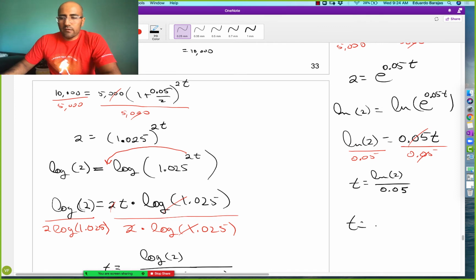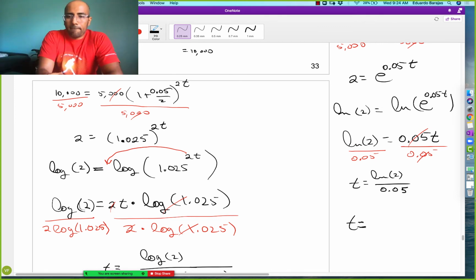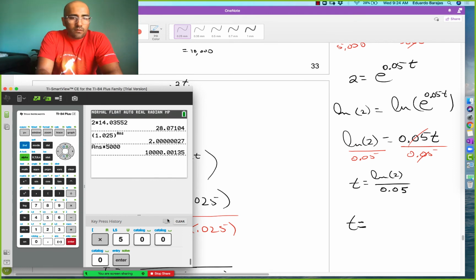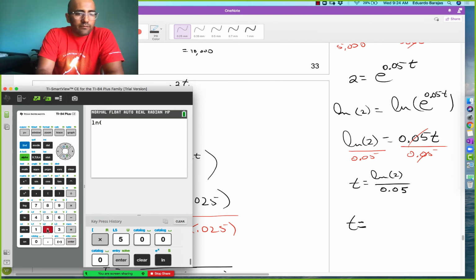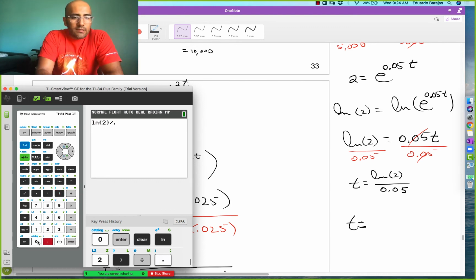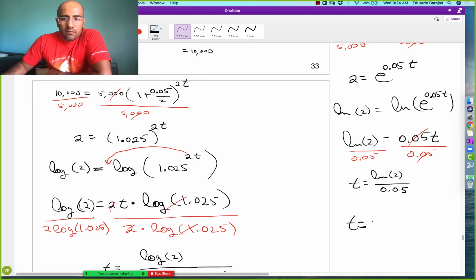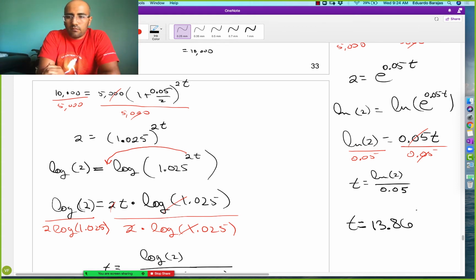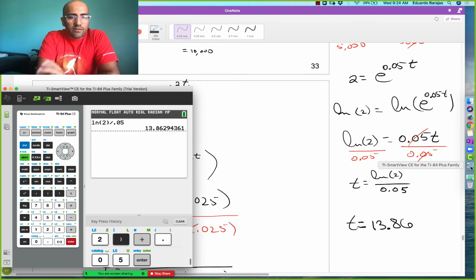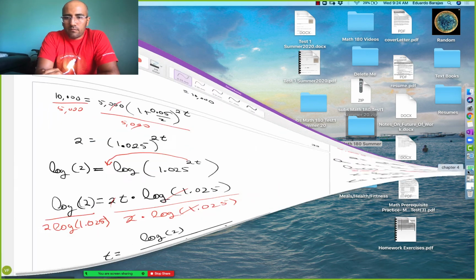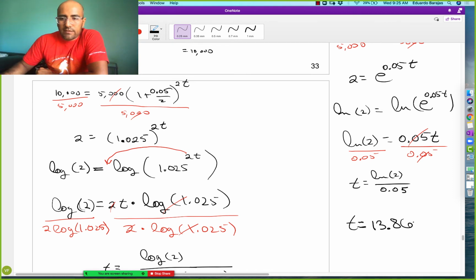Good. So again, we can just use our calculator to find a decimal approximation. We want ln of 2 divided by 0.05. I'm getting 13.86 something, 13.8629. Pretty good. Good enough.